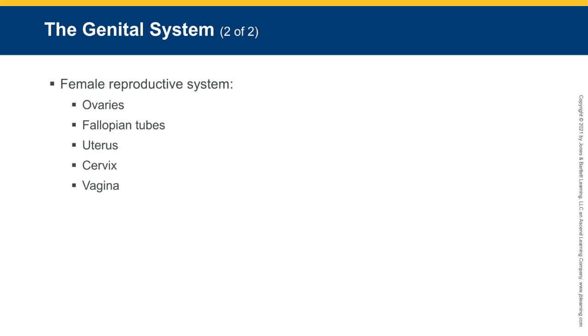The female reproductive system includes the ovaries, fallopian tubes, uterus, cervix, and vagina. Emergencies such as ectopic pregnancy, ovarian cyst rupture, or pelvic inflammatory disease can cause significant pain and complications, requiring urgent medical attention.